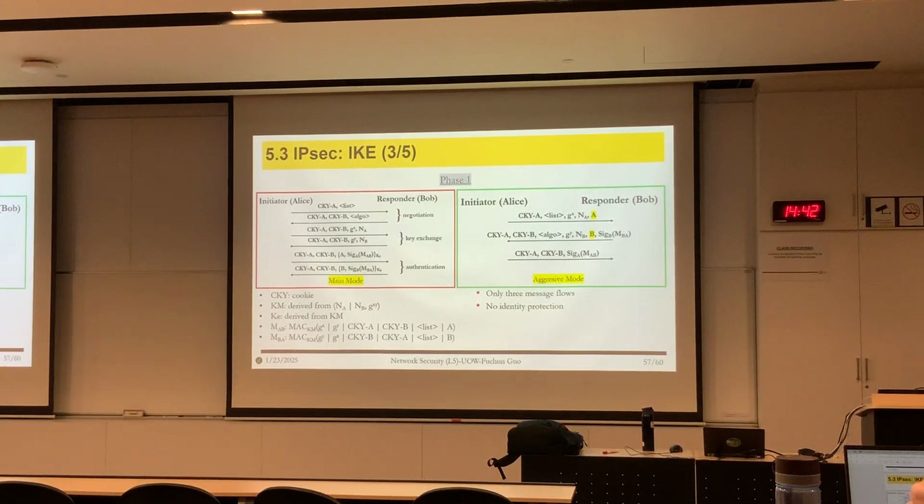Okay, that's the main mode, right? The main mode has six messages, 1, 2, 3, 4, 5, 6 interactions. And the aggressive mode has just three interactions, or three moves. But there are some advantages and disadvantages. This one is less efficient, and this one is more efficient. But in this kind of protocol, the message A denotes the identity A, and B denotes the identity B, and A and B are sent in public without any protection.